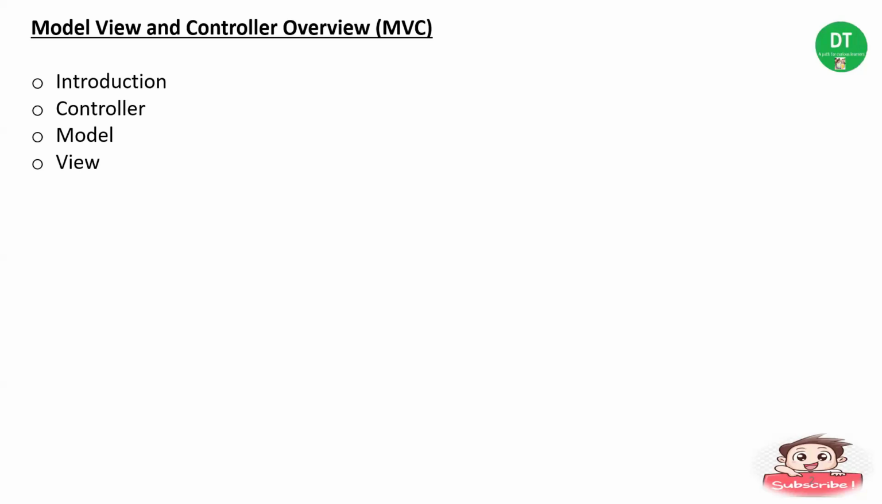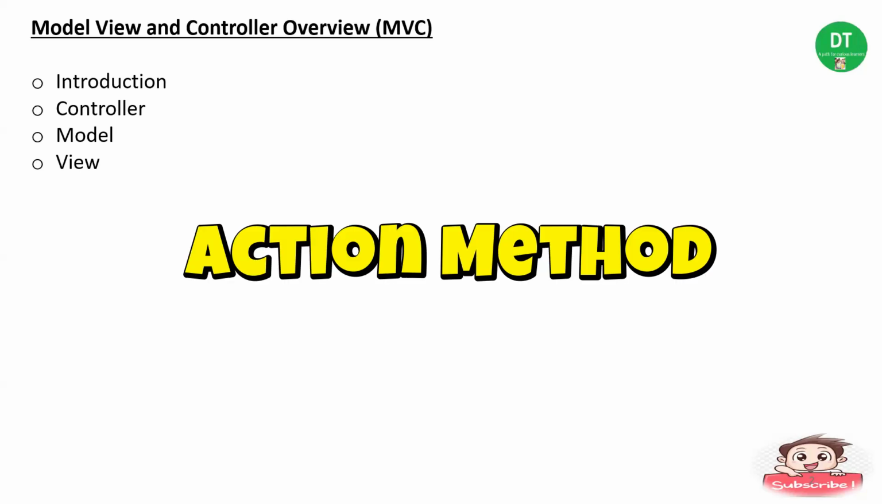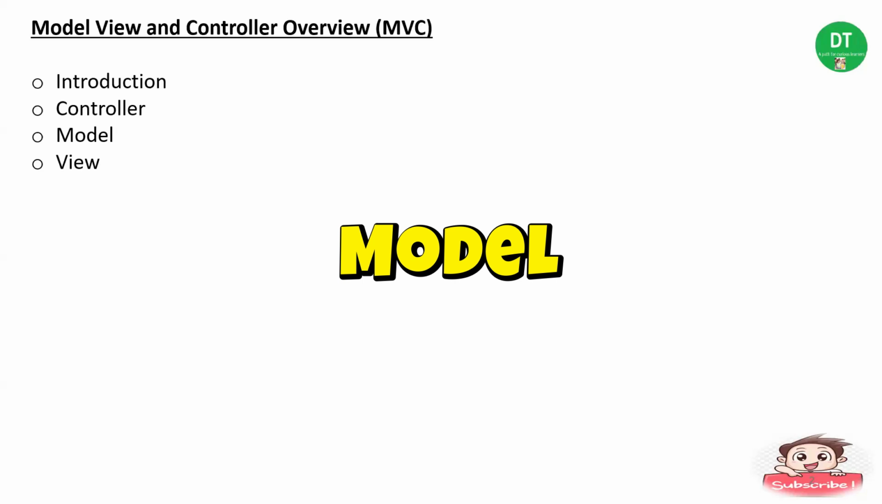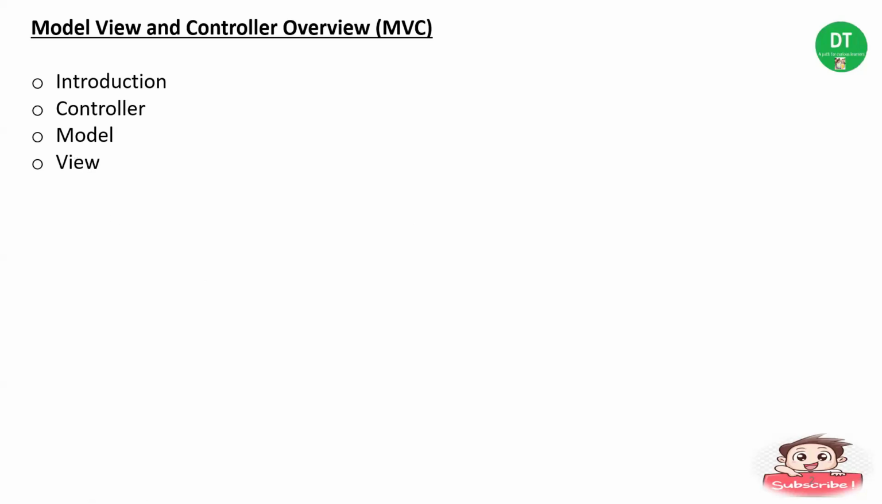So what is an action method here? A class contains a number of methods. An action method is a type of method which returns a view or different types of results that can be seen on our web page. Now what is a model? Models are generally classes which contain business logic or represent a database table. So there are many types of models. Mainly, some models contain business logic and some models represent the database table as a class.